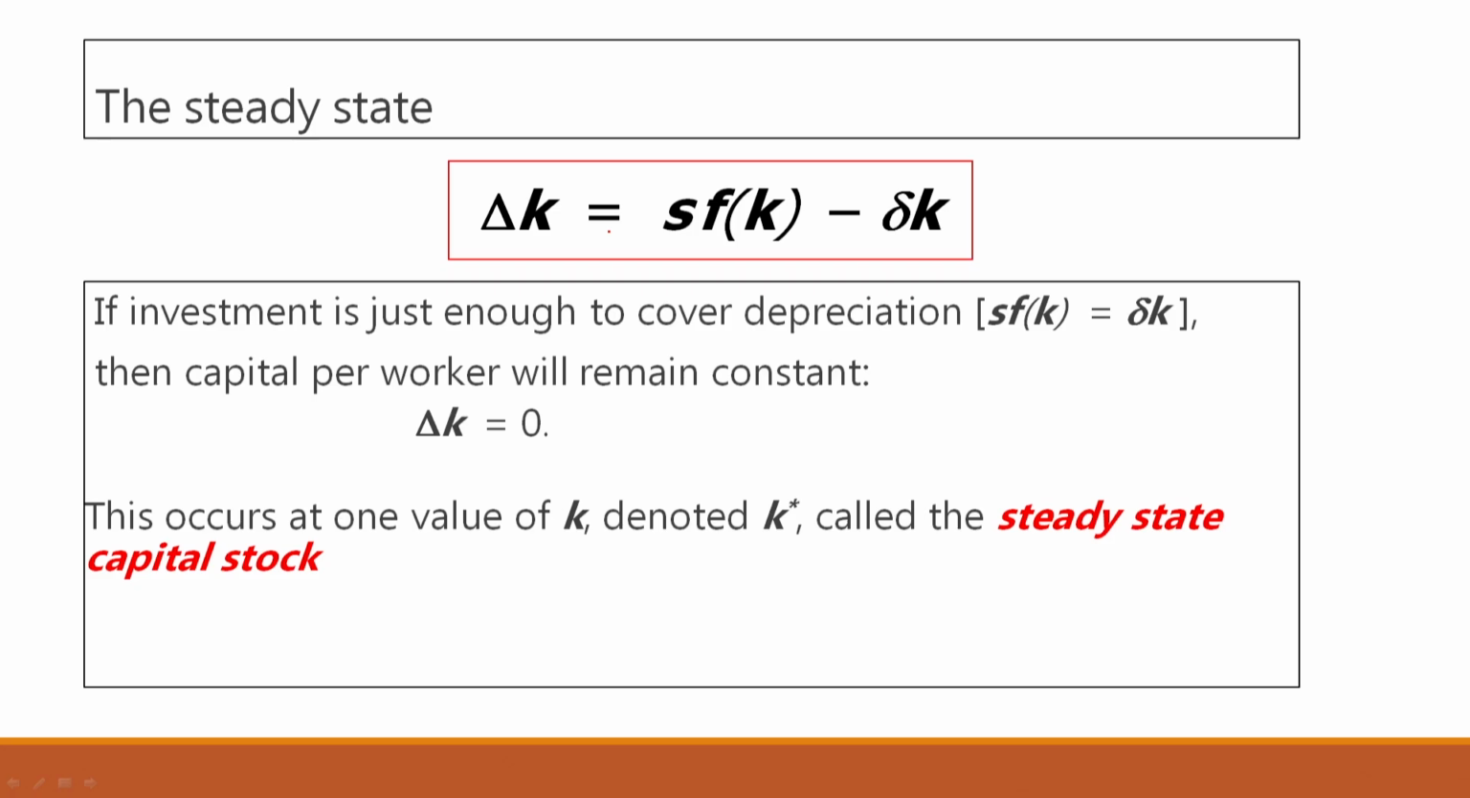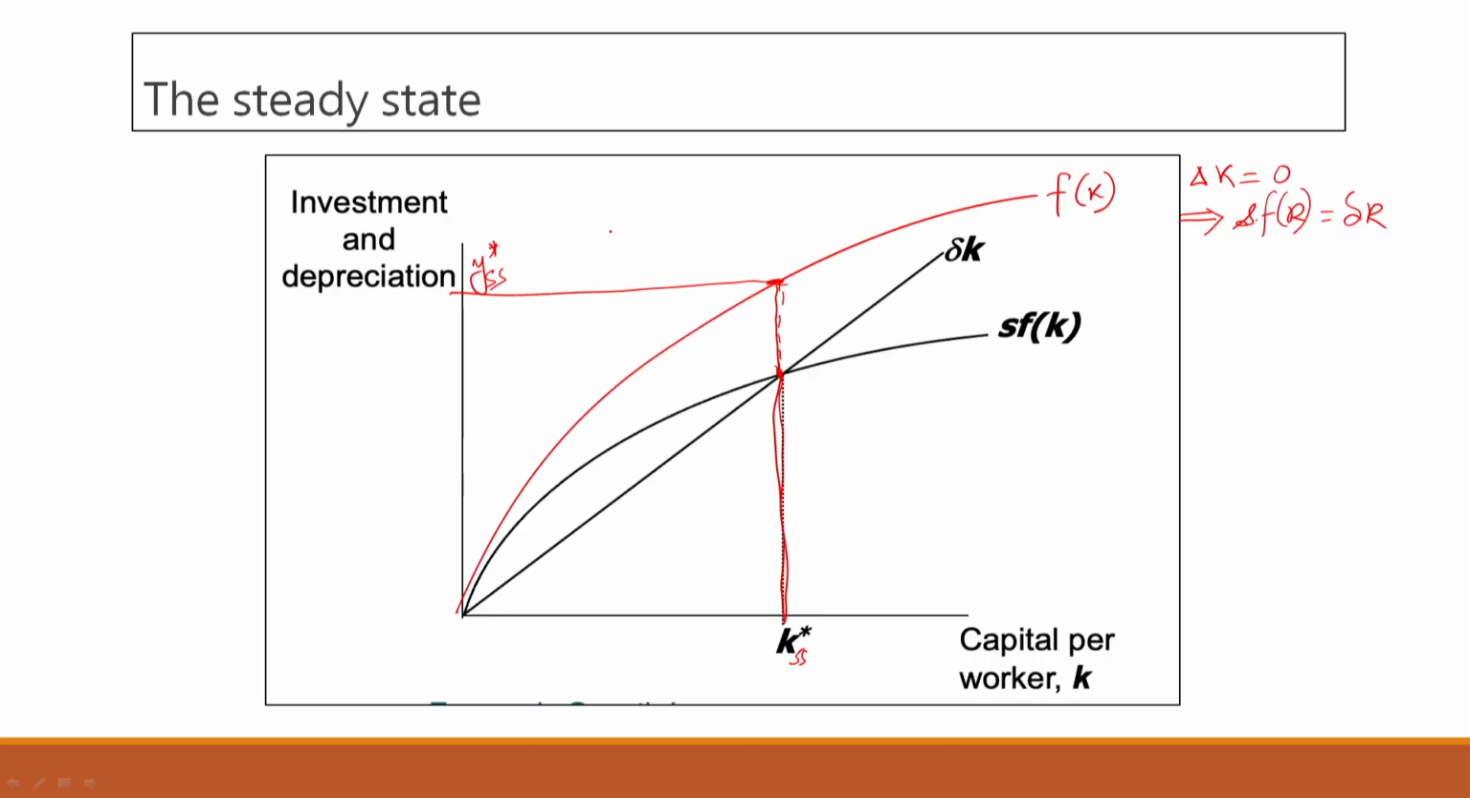So, if an economy reaches a stage like this, then it is said that the economy has reached the steady state capital. And correspondingly, as we saw from here, if we have found out the value of this k star, then we can also find out the value of y star. Are we good to go?